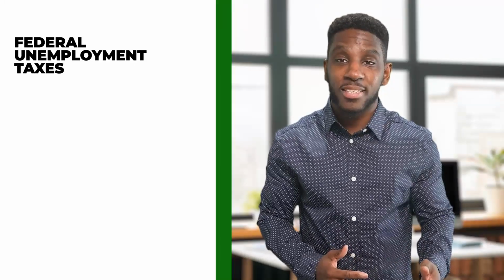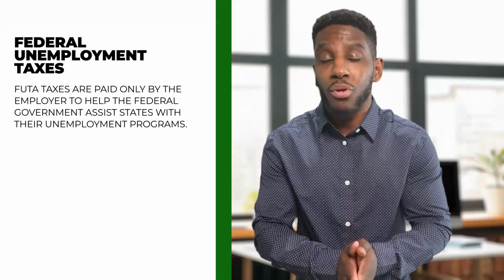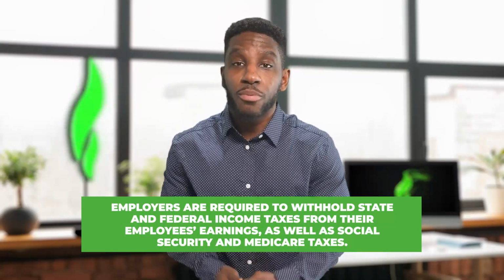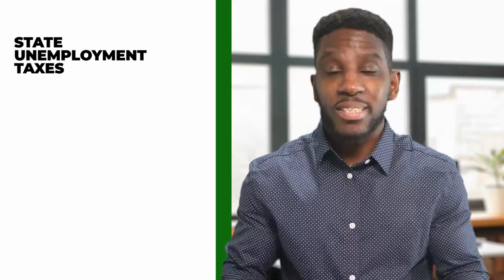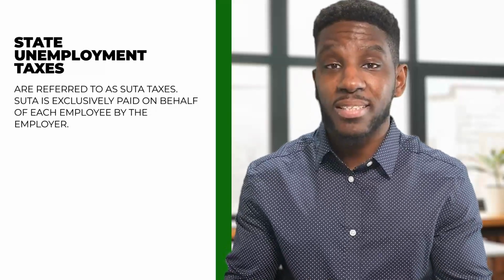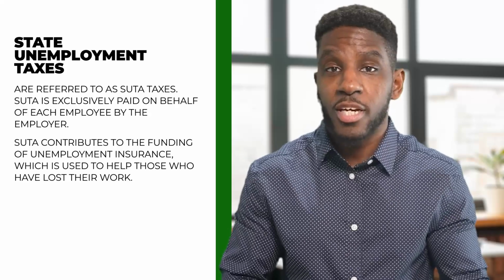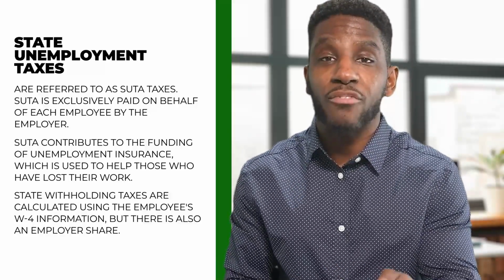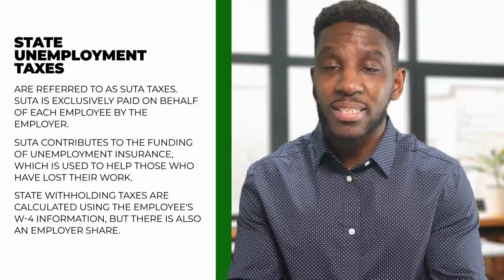Next, there is federal unemployment taxes. FUTA taxes, unlike FICA taxes, are paid only by the employer to help the federal government assist states with their unemployment programs. The FUTA tax is a 6% tax on the first $7,000 in earnings paid to each employee. Note that employers are required to withhold state and federal income taxes from their employees' earnings, as well as Social Security and Medicare taxes. There are also state unemployment taxes to consider. State unemployment taxes are referred to as SUTA taxes, and SUTA taxes is exclusively paid on behalf of each employee by the employer. SUTA contributes to the funding of unemployment insurance, which is used to help those who have lost their job. State withholding taxes, if applicable, are calculated using the employee's W-4 information, but there is also an employer share. Employers must withhold state and federal income taxes from their employees' wages as required by law.